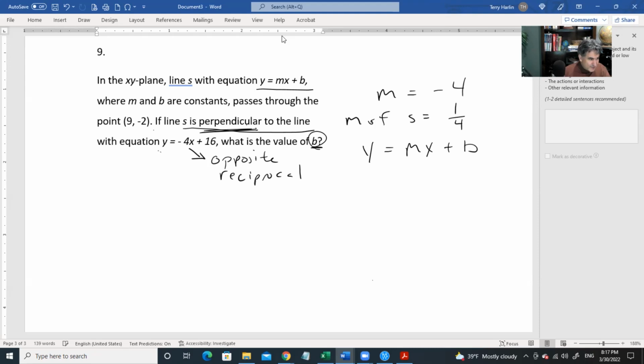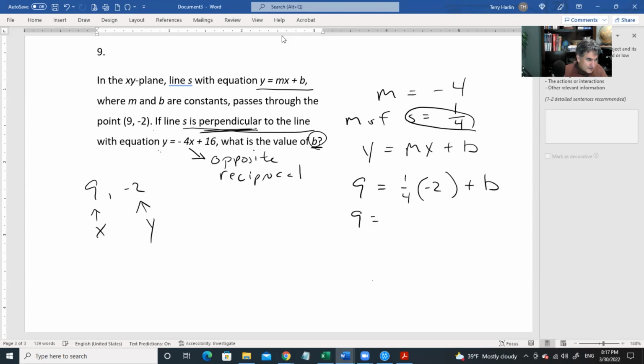We have a point. So when we don't know exactly what to do, let's just see what everything is. We have a point, which is (9, -2). We know that that's an x. We know that that's a y. We know that we have our slope, which is this right here. All we need to do is plug those in to get our b. So let's do that.